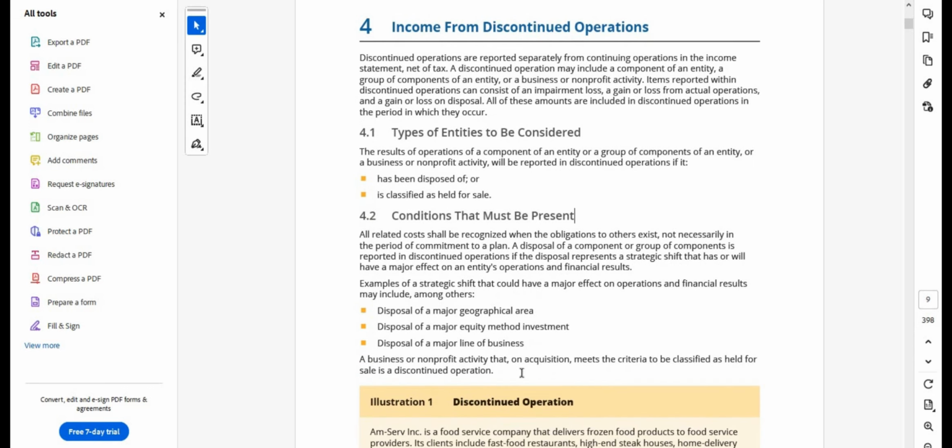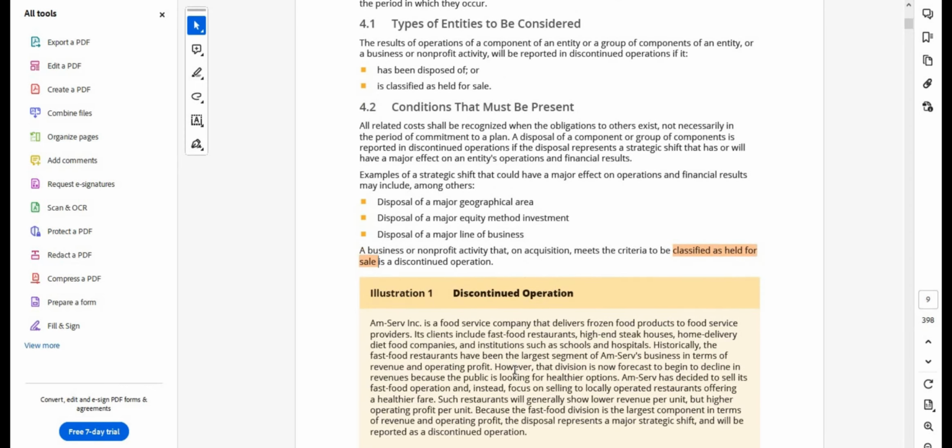A business or a non-profit activity that on acquisition meets the criteria to be classified as held for sale is a discontinuing operation. Means whenever the management classifies it as held for sale, then it is to be treated as a discontinuing operation.